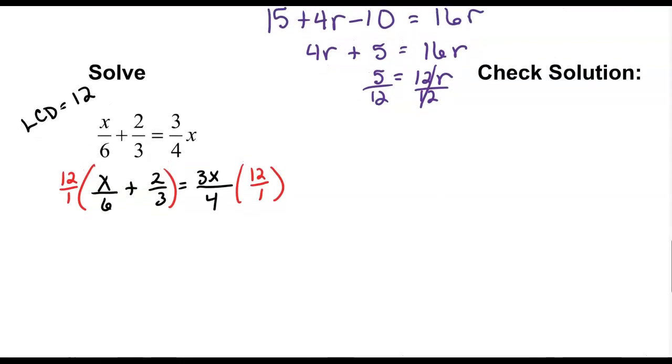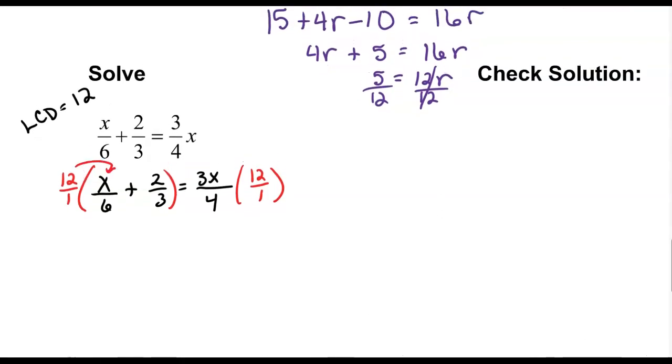All right, so let's do this real quick. What is 12 times x over 6? What does that reduce down to? 2x, right? Because the 6 divides into 12, so it would be 2. Okay, what do we get for the next one? 12 times 2/3. Yeah, because 12 times 2 is 24, divided by 3 is 8. Awesome. Then we have 3x over 4 times 12.